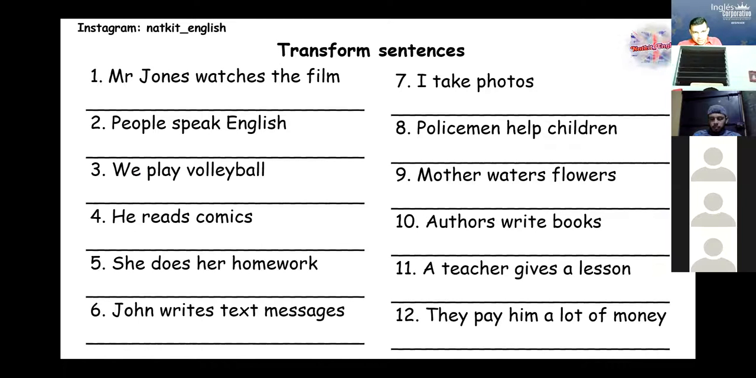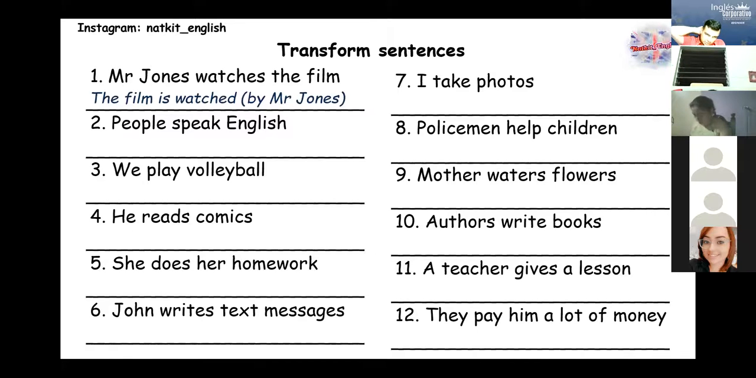Mr. John watches the film. ¿Cómo sería la número uno? Mr. John watches the film. ¿Cuál es el objeto de la oración? The film. Ahora, como es the film, vamos a agregar el verb to be. Is. Past participle of watch. Watched, with ed. By. ¿Quién la realiza? By Mr. John. Good. The film is watched by Mr. John.